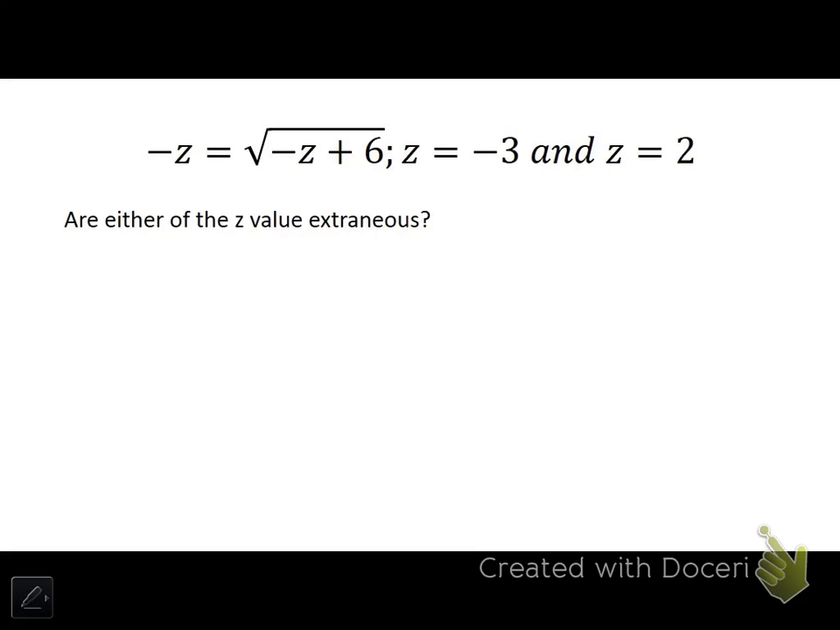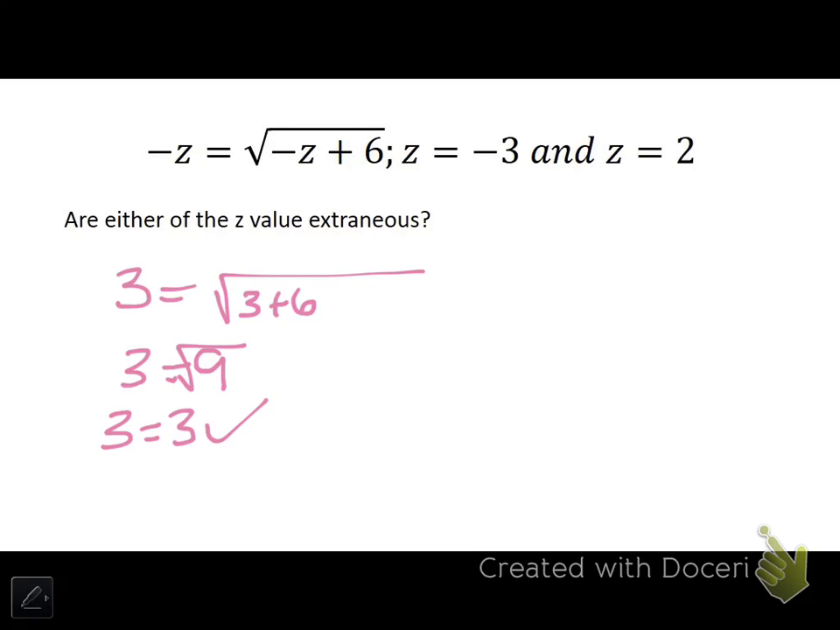Okay, so we're trying to see if one's extraneous, meaning that when I plug it in, it doesn't work. So we're going to plug in negative 3 first. When I plug a negative in for a negative, it changes to a positive. So we're going to have the square root of 3 plus 6. 3 plus 6 is 9. Square root of 9 is 3. So that one worked.